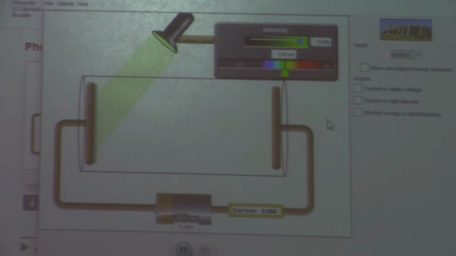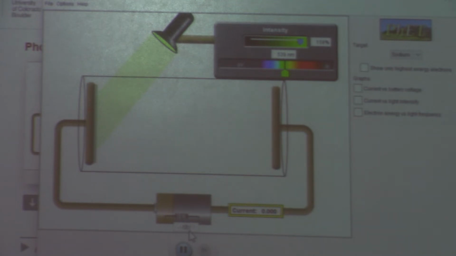So now look what happens. At this point, we have no current flowing across, because by the combination of that positively charged plate on the left and the negatively charged plate on the right, we've effectively shut down this current.